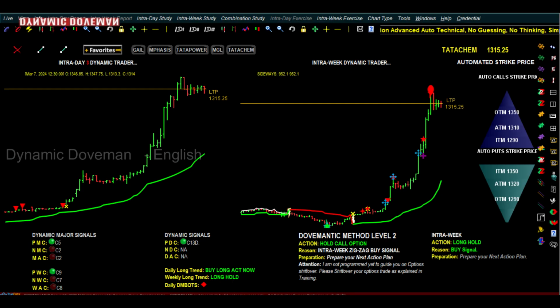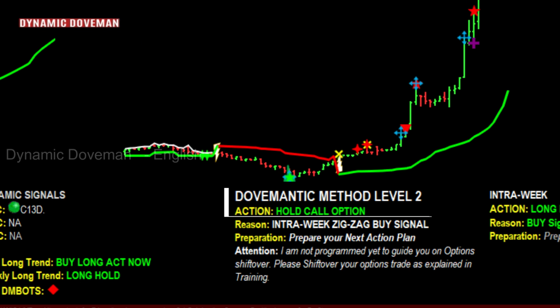On the 4th of March, around 2:30 in the afternoon, when the price of the stock was increasing, this Domantic method told us to buy a call option now. The reason is that in ID3 there was a zigzag breakout, a zigzag buy signal. Based on that, it told us to buy a call option now.